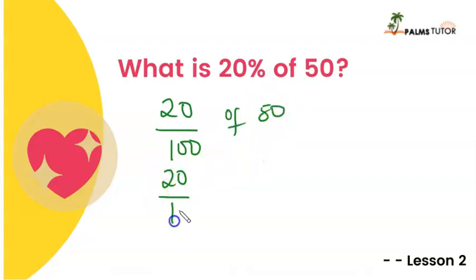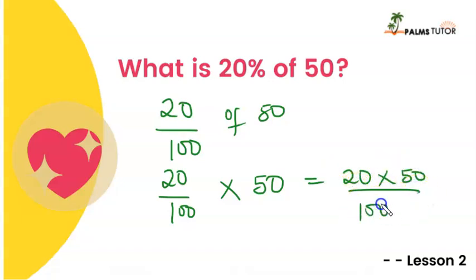20 over 100 multiplied by 50. Is that not so? Now let's begin to simplify. 20 times 50 over 100. This has a denominator of 1, so we can say 1. Can we cross out anything? 0 here cancels the 0 here. 0 here cancels 0. What do we have left? 2 times 5, which is 10, over 1 times 1, which is 10 over 1.